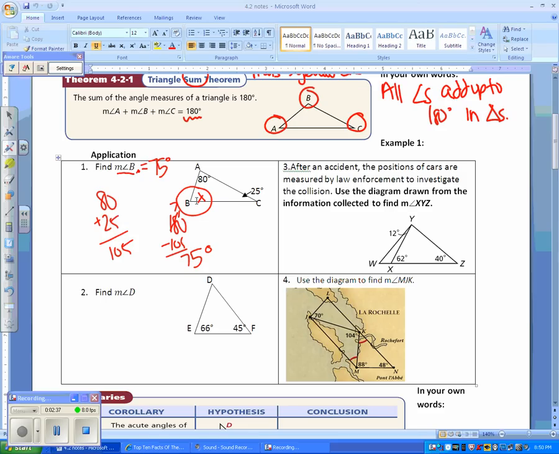And if you want to check your work, then you just add them all up, and they should equal 180 degrees. So you're going to try to do number 2, and if you want to get a stamp, you have to have number 2 completed. Number 3 and 4 are just application problems.